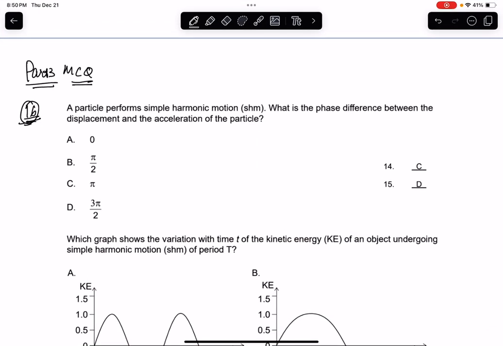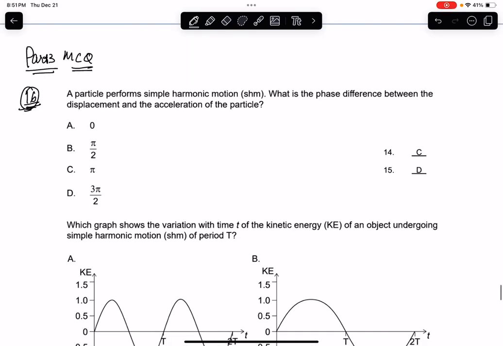Hi, so in this video we're going to be looking at simple harmonic motion. This is going to be part 3 of the MCQ series. Okay, so this is question 15 or 16. I think it's question 16.